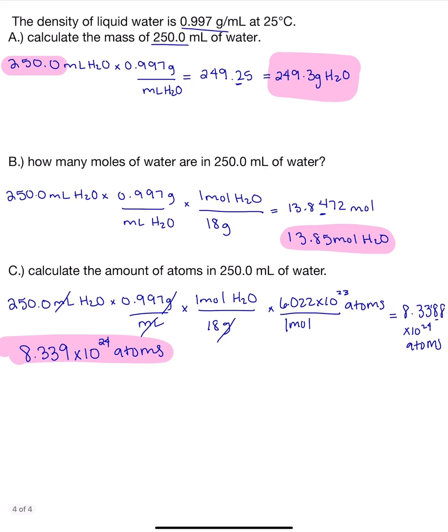Don't forget about your units. You want to make sure that you're canceling all those units throughout. So milliliter could cancel there. We're left with grams. Milliliter cancels, grams cancels, moles. And then moles would cancel. You're left with atoms.